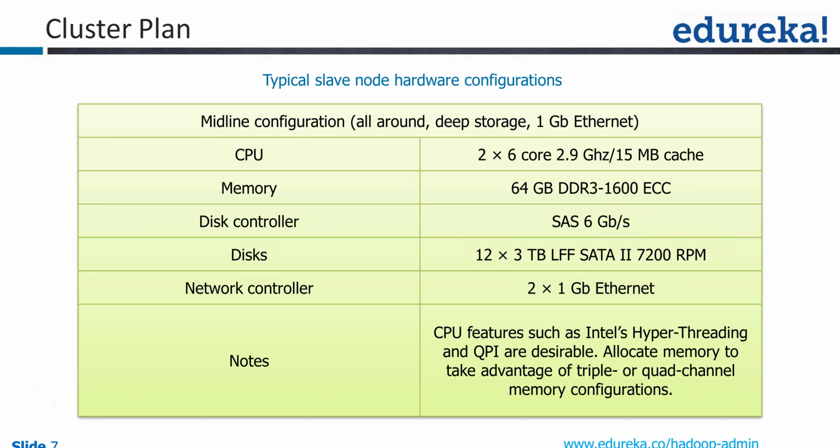Just taking a typical example of Cloudera's Distribution including Apache Hadoop, which hosts many other services apart from HDFS and YARN. You need to decide on the configuration of your nodes, and then accordingly build the cluster. A typical slave node hardware configuration, if you see here: 1 gigabit Ethernet network, and 2 into 6 core CPU, 64 gigs of memory with SAS disk drives, 6 gigabit per second, and 12 into 3 terabytes SATA II disk drives, 7200 RPM, 2 into 1 gigabit Ethernet card, and note CPU features such as Intel hyper-threading and QPI desirable.